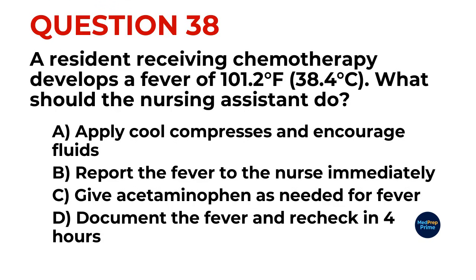A resident receiving chemotherapy develops a fever of 101.2 degrees Fahrenheit, 38.4 degrees Celsius. What should the nursing assistant do? Option A, apply cool compresses and encourage fluids. Option B, report the fever to the nurse immediately. Option C, give acetaminophen as needed for fever. Option D, document the fever and recheck in 4 hours.